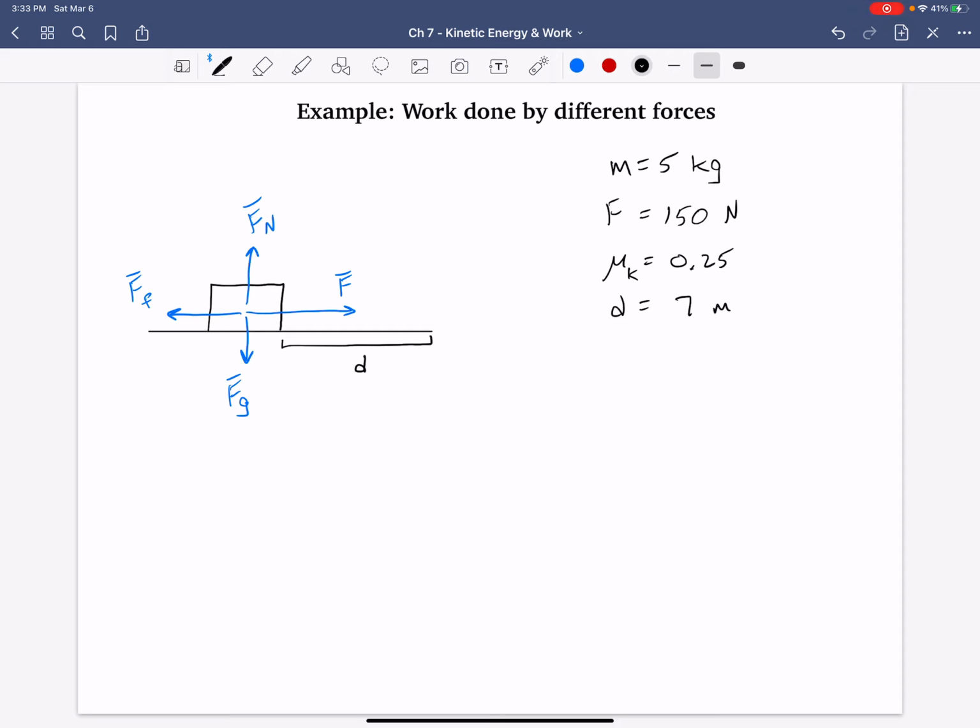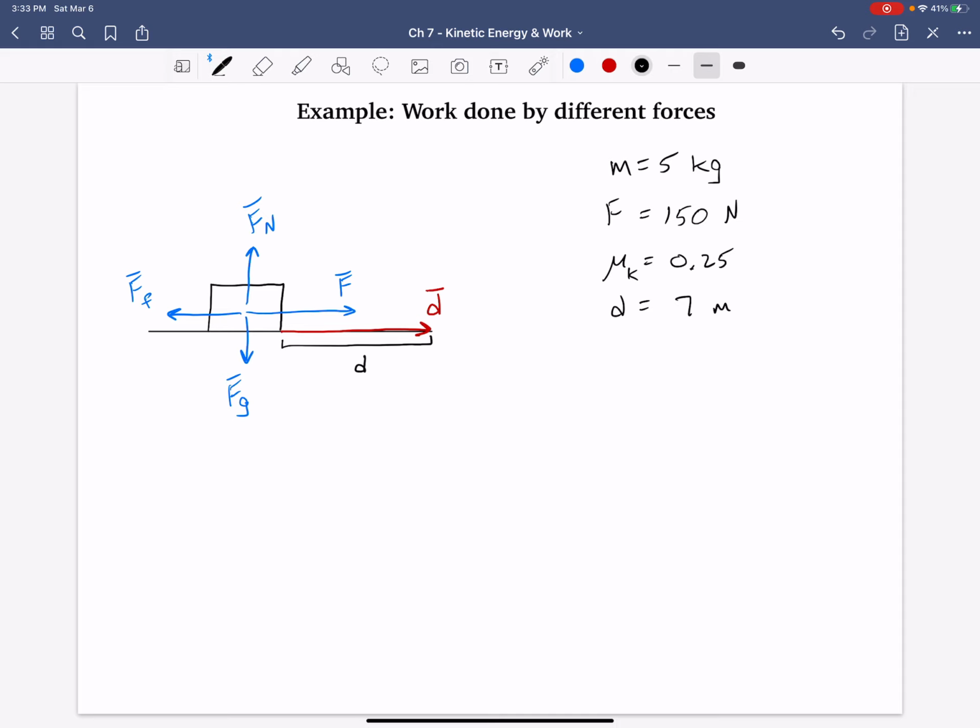Okay? Remember, the displacement is always here. I'm going to translate. That's our displacement vector, d, right? It starts here, ends there. So that does not change, right? Regardless of what force vectors are on it, that displacement does not change. So let's see what we have.